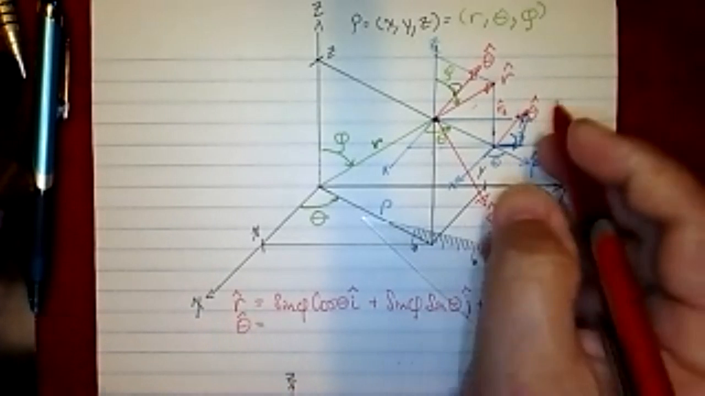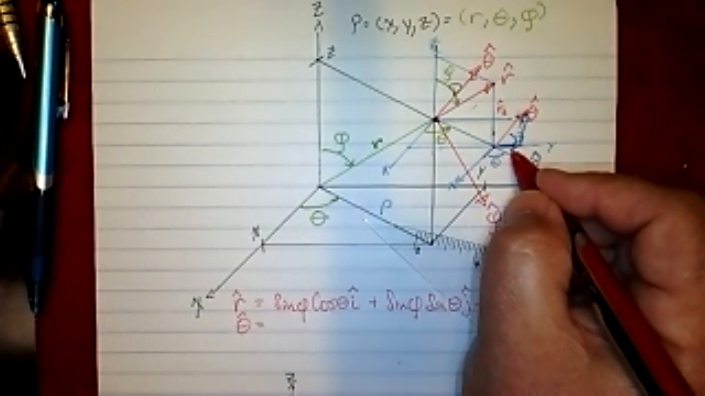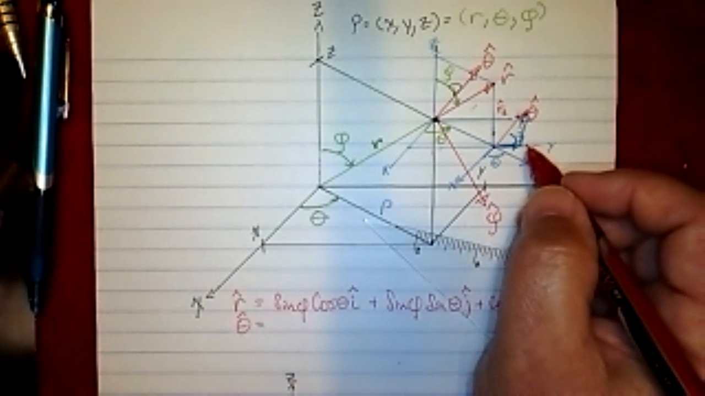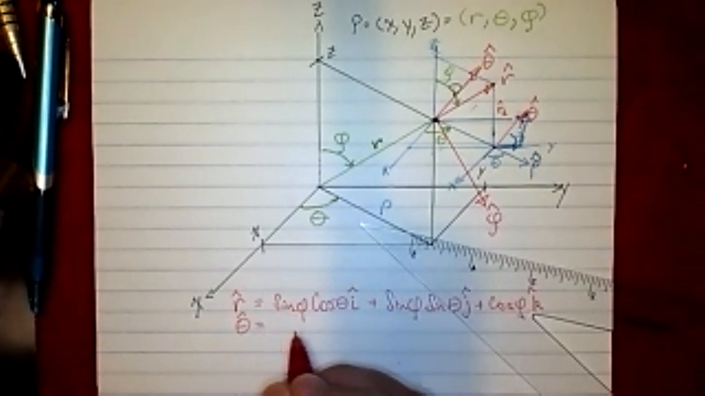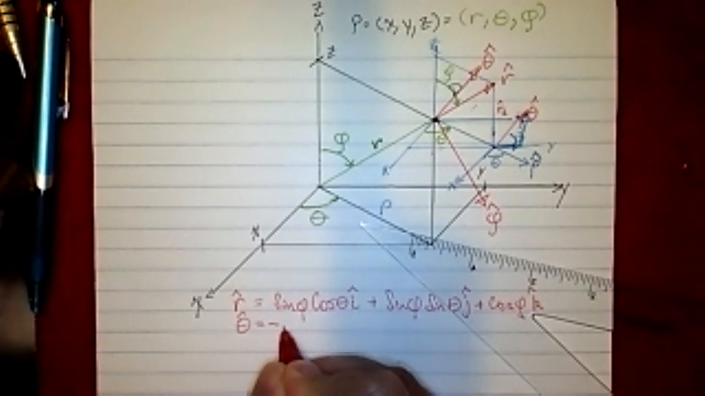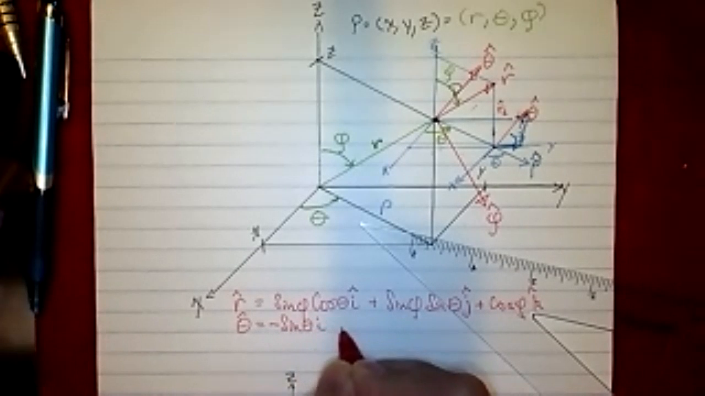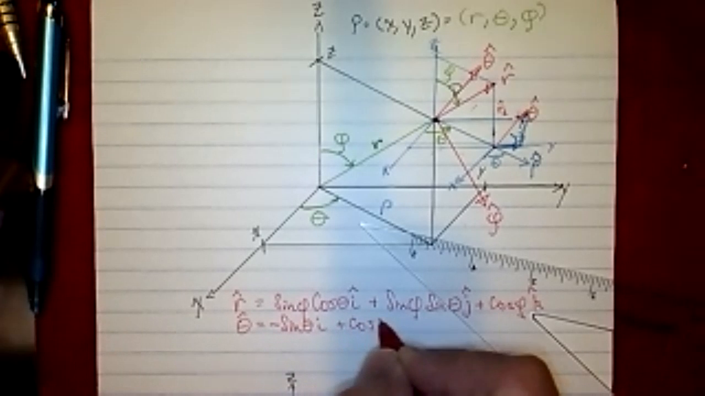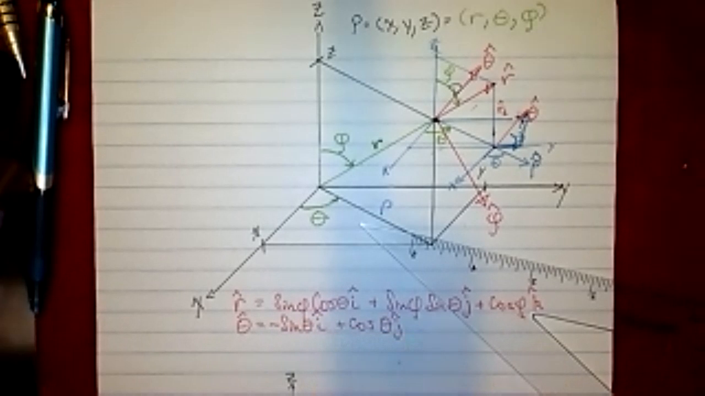So you'd end up saying, okay, well, here's my theta. Cosine gives me the adjacent, which is the y component, and sine gives me the opposite, which is the x component. But I have to remember it's negative, so I say negative sine theta i hat plus cosine theta j hat. So that's our unit vector in the theta hat direction.